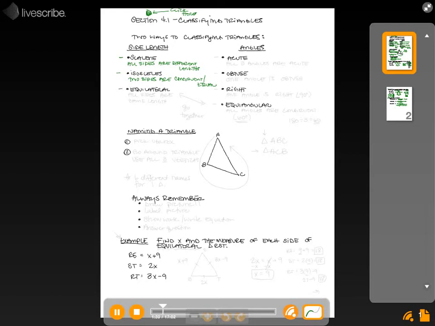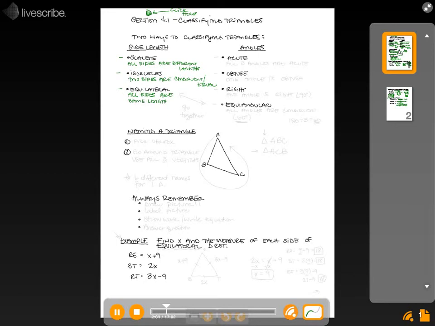Equilateral means all sides are the same length. Okay, and it kind of gives you a hint in the name. Equa sounds a lot like equal, and lateral deals with distance, so it means that all sides are the same distance. They all would have the same measure. They'd all be congruent. Okay, and those are the three ways to classify by side length.